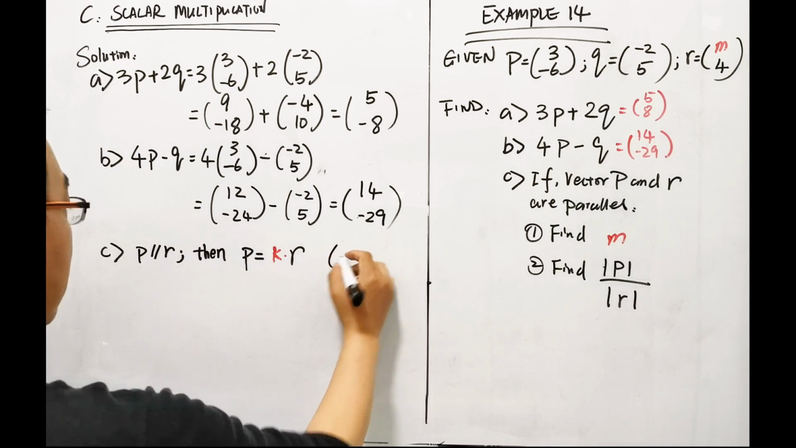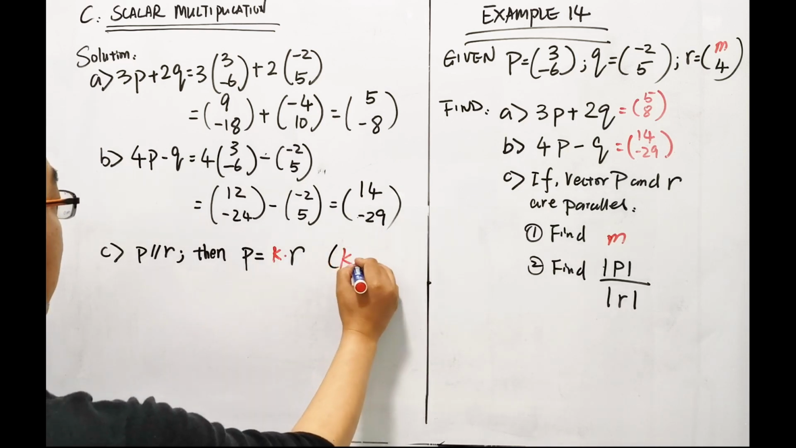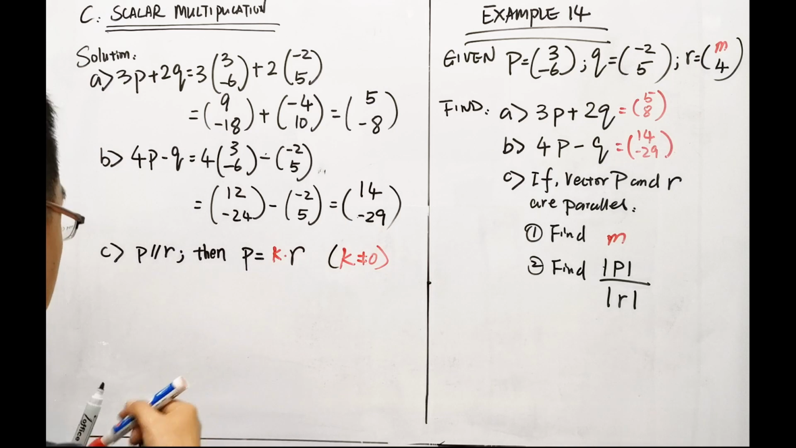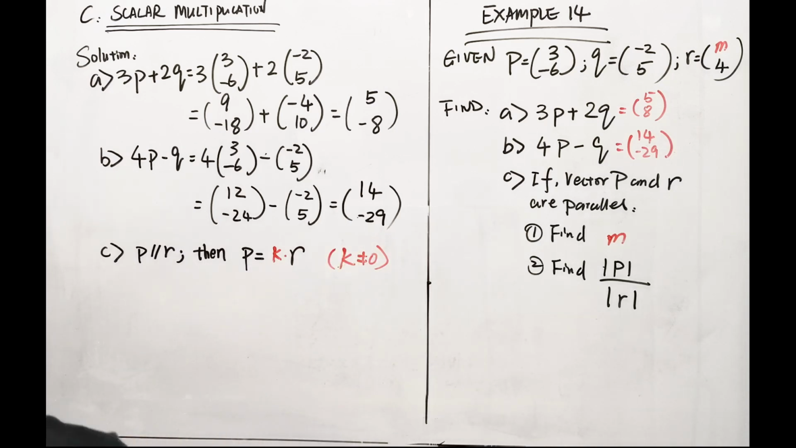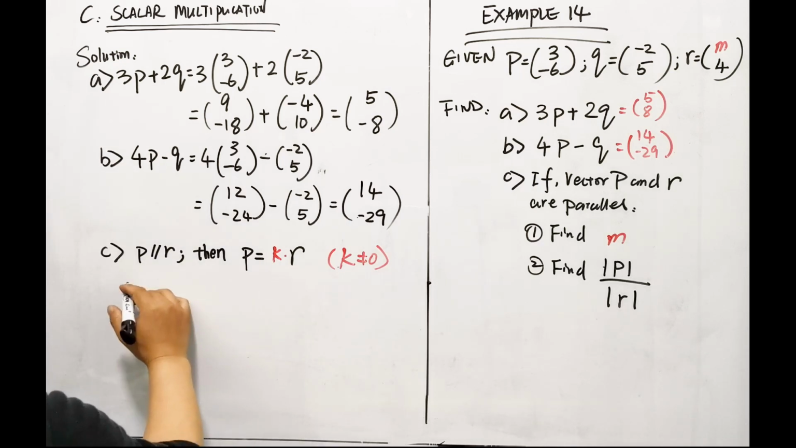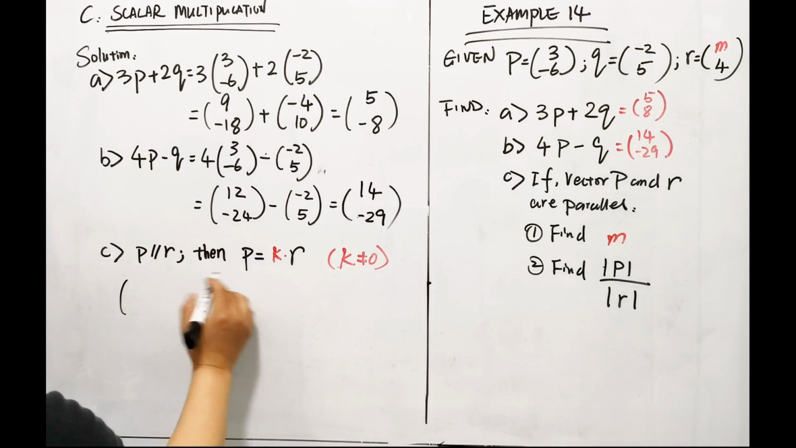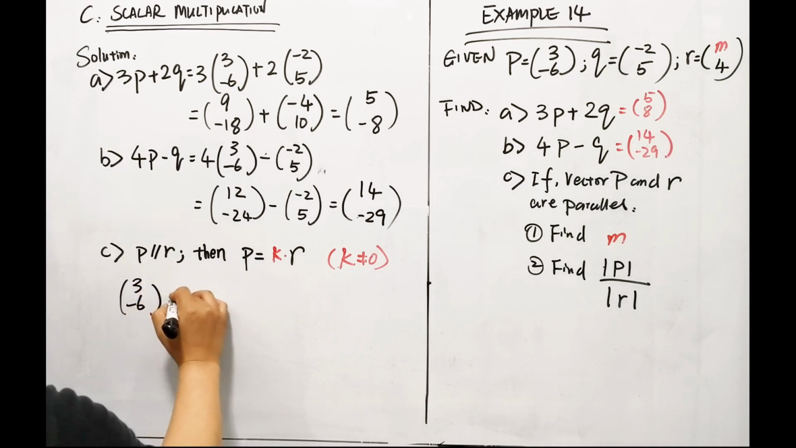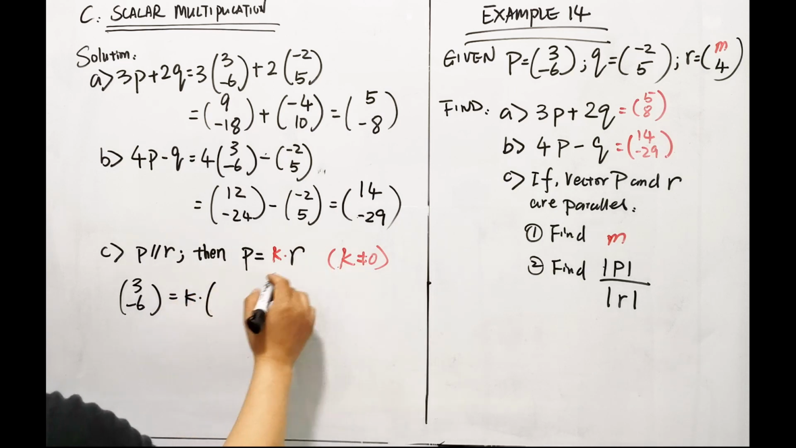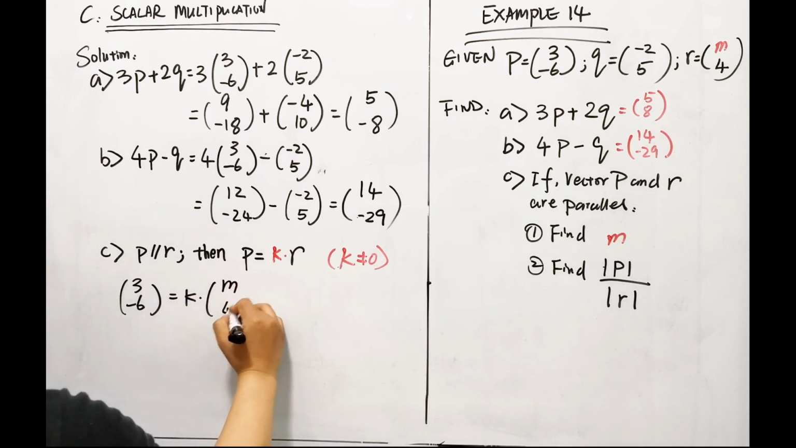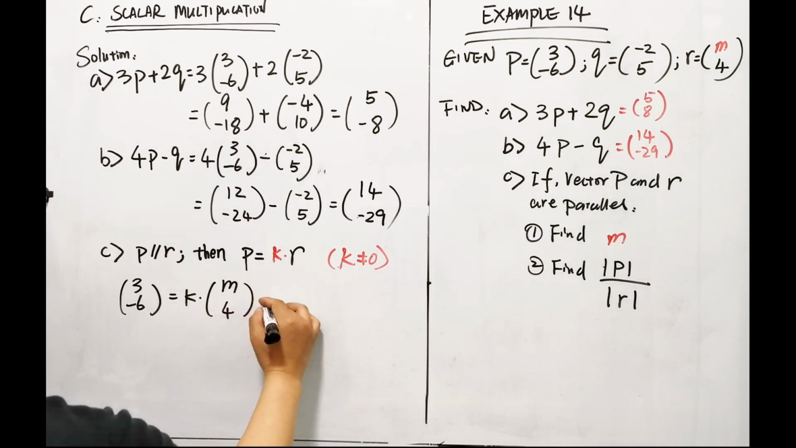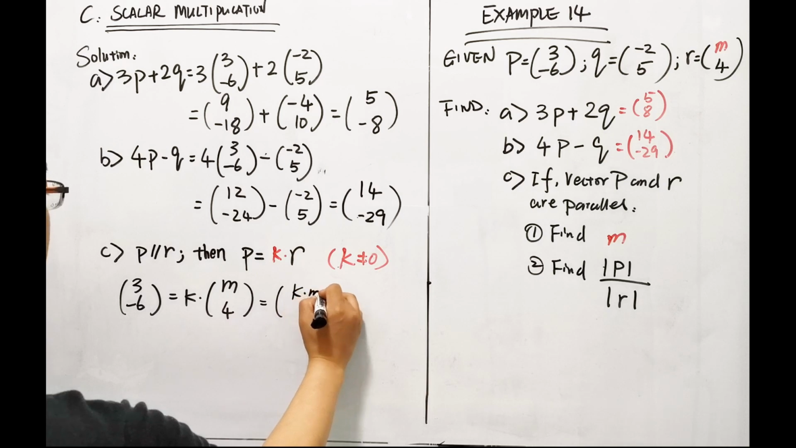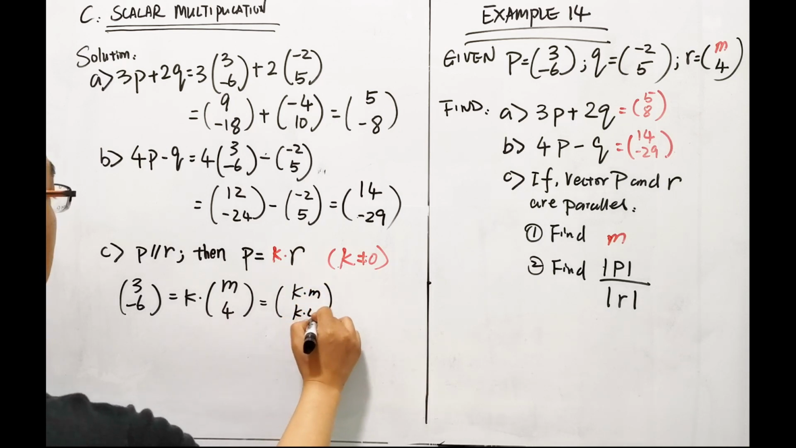We can see that K cannot be equal to 0, right? This is what we learned just now. Okay, let's find out K. So let's find out M first. If this is the case, we can write P. What's P? P is 3, minus 6, which equals K times R. Where's R? R is M, 4, right? So K times R is K times M, K times 4.